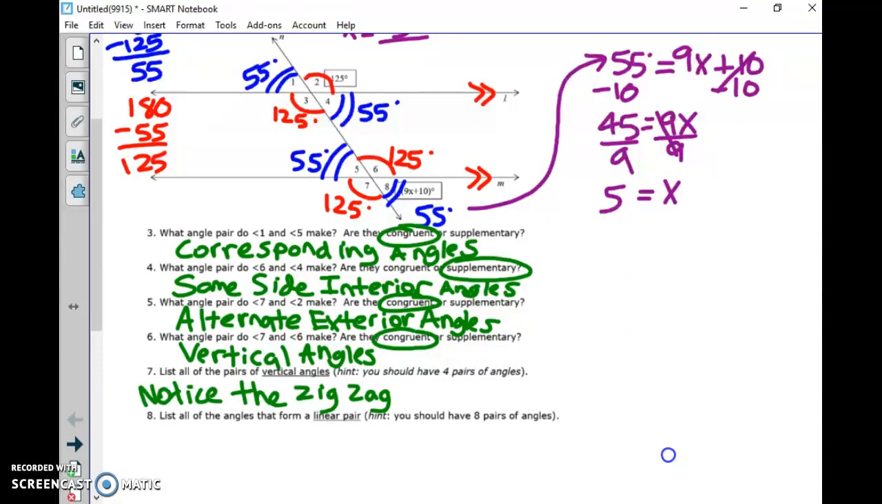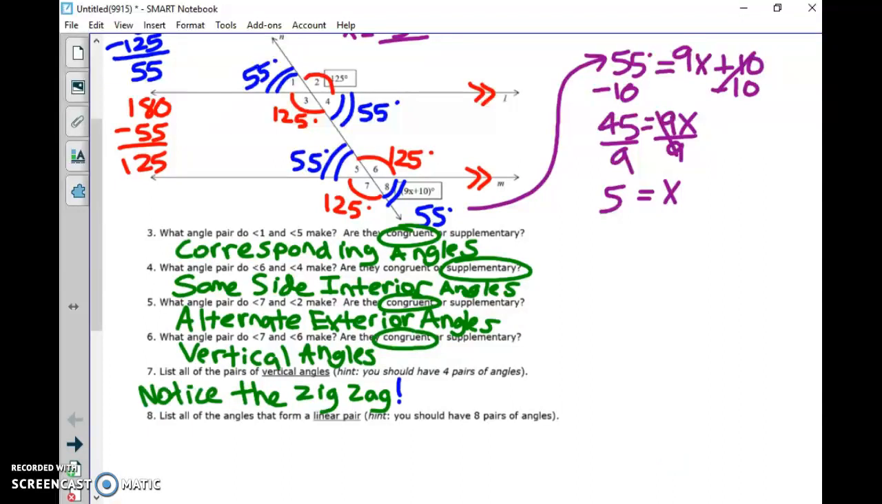So anytime you have these 2 parallel lines cut by a transversal, if you know one angle, you can figure out 3 other ones pretty easily. And the other 4 are the supplement. You just subtract it from 180 to figure those out. So notice the zigzag. Number 8, list all of the angles that form a linear pair.